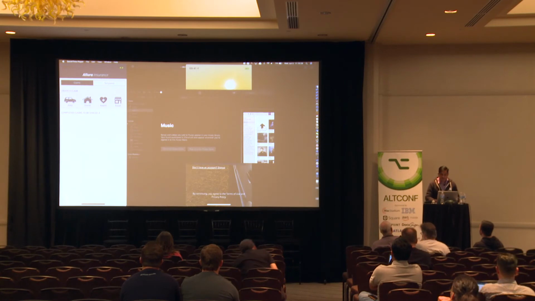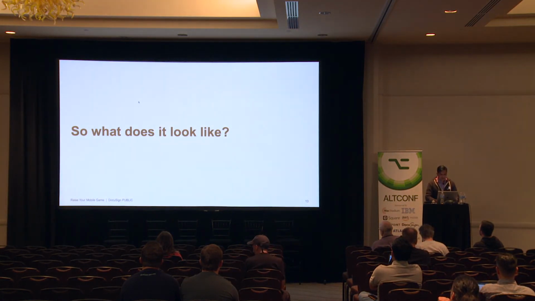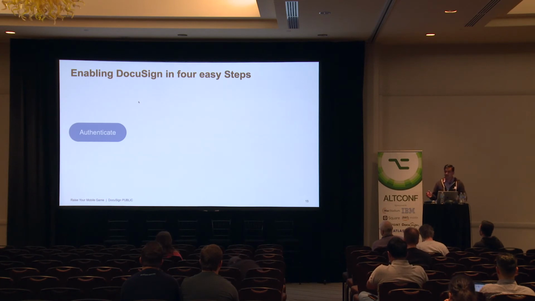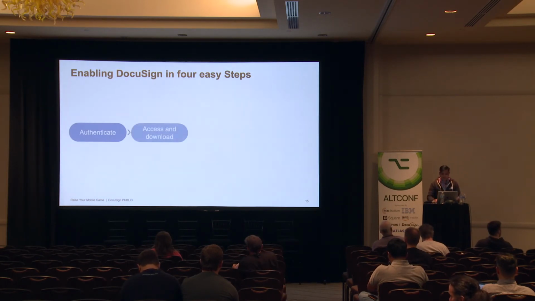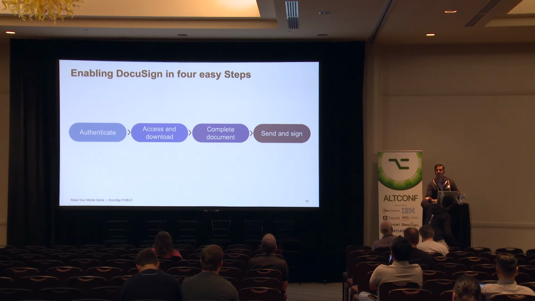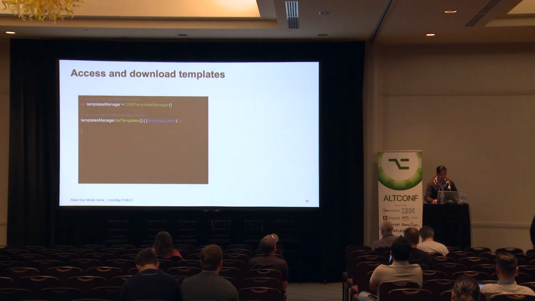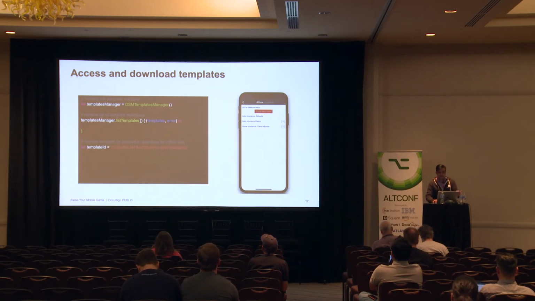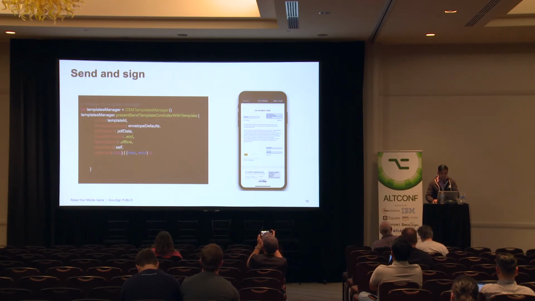So that concludes the demo, and I'll briefly go over what exactly we looked at. We looked at the authentication, we looked at how to access and download templates, and we completed a document with pre-filled data, and finally we sent and signed it offline. The API interface is really simple, few lines of code to get it integrated, list templates, cache template, and once it's done, we can proceed with send and sign. So a very simplified manner of using signing capabilities in your native app.